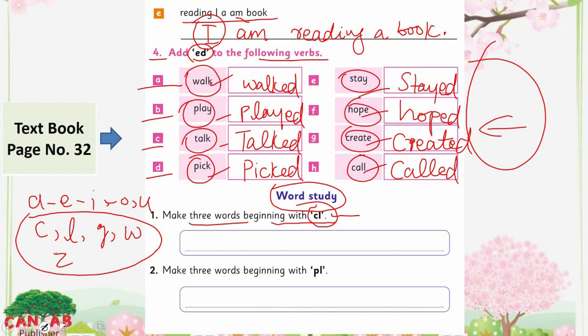And we have the consonant cluster here. Cluster, the combination of 2 letters.